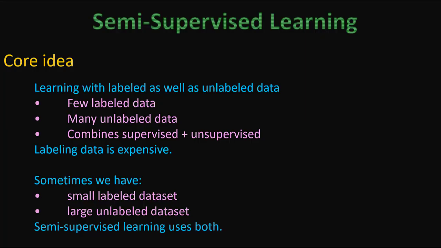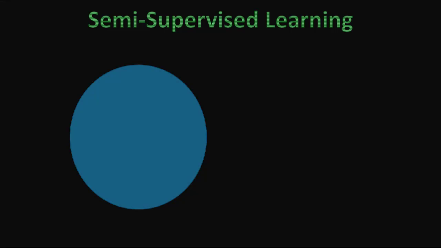So we need to combine both approaches, supervised as well as unsupervised, because labeling data every time is not possible. It becomes expensive. So sometimes we have a small labeled data set and a large unlabeled data set. So semi-supervised learning uses both. So how does it work?